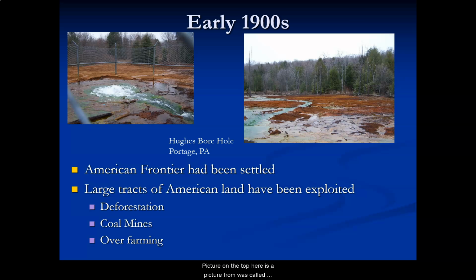The picture on the top here is from what is called the Hughes borehole, which is found within Portage, Pennsylvania. Underneath the ground here is a mine that flooded after it was abandoned, and it's a site of contamination. If you ever go to it, it kind of looks like the surface of Mars. You can see there are no trees or anything living within the surrounding area that's impacted.